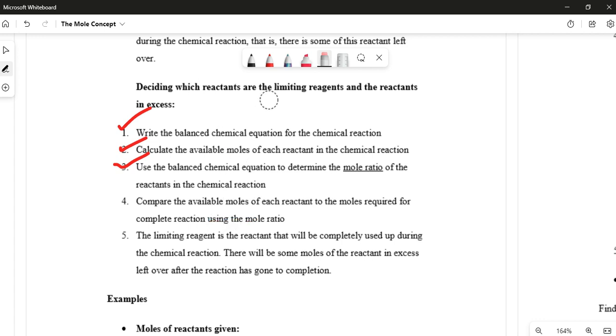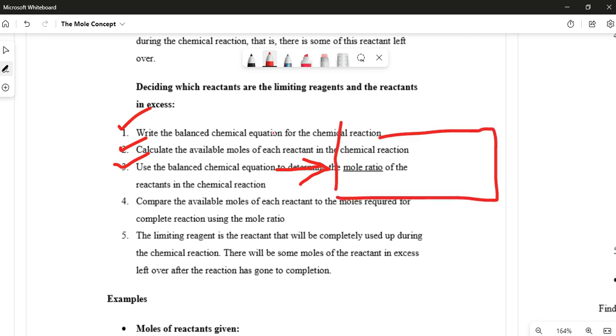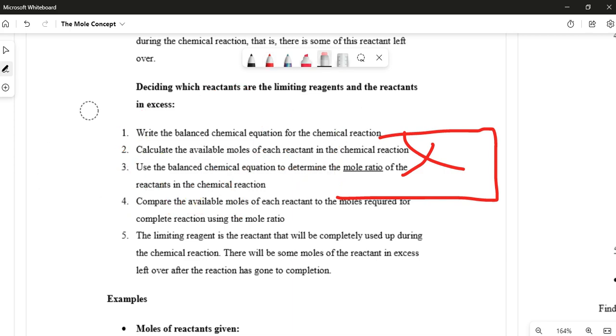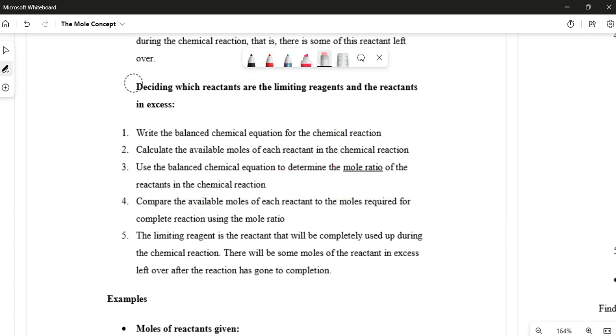Always remember, this is where you have your products and this is where you have your reactants. So you only need to calculate for the reactants. You don't need to calculate for the products because they ask which reactants, not which product. Yes, easy, understood. Let's move on.